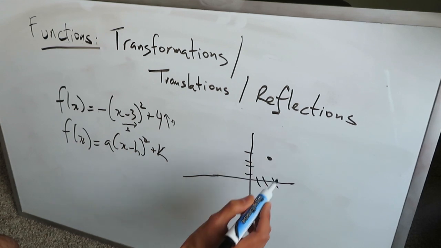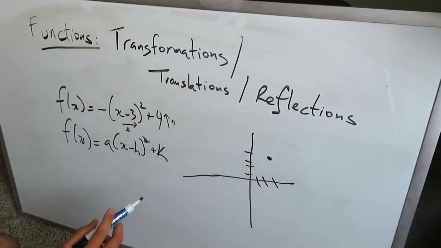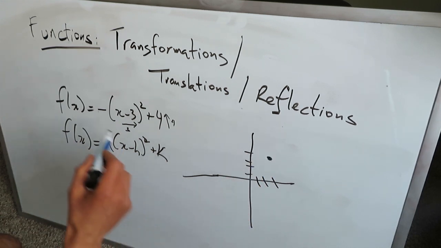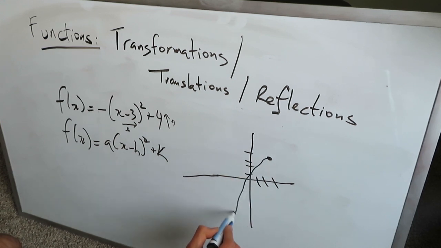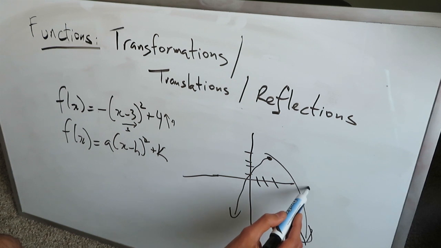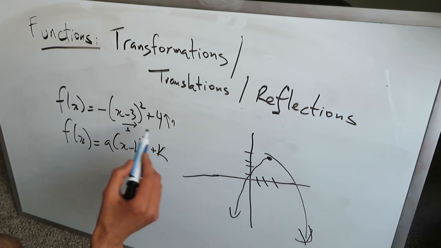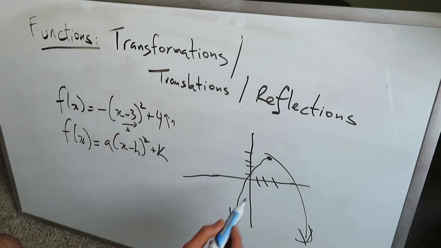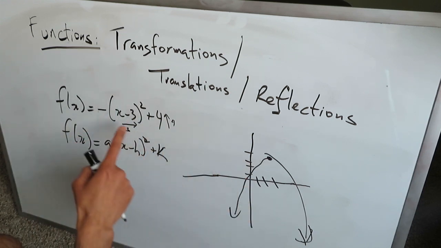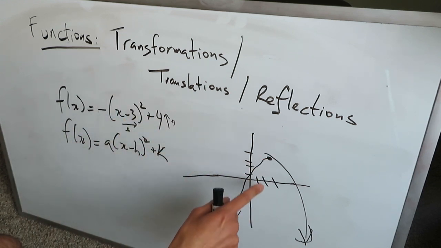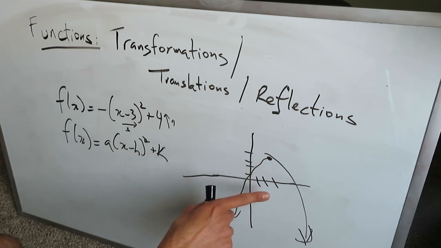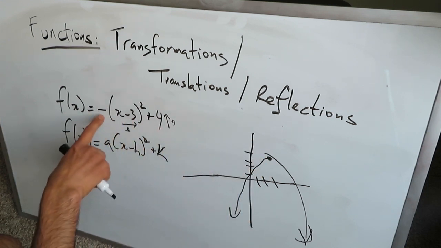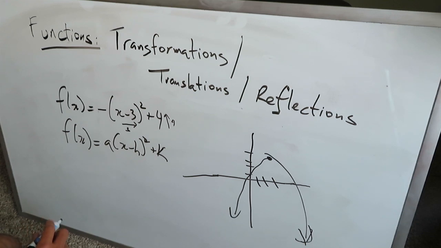(3, 4) is our vertex, and we're not being very accurate over here in terms of intercepts, and it's going to point downwards. And like I said, we're not being very accurate here with our intercepts. We don't know what these x-intercepts are. You can calculate them by solving for x in terms of this entire equation. But this right here is your graph of this. Shifted up 4 units, shifted to the right 3 units, and pointing downwards because of this minus sign.